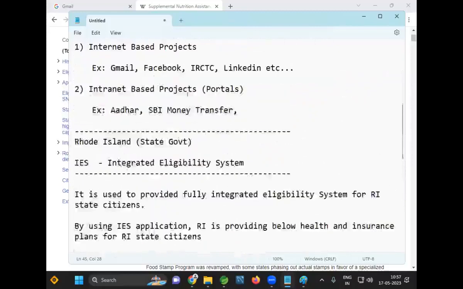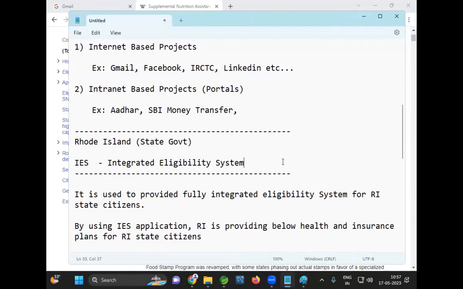So is our project an internet project, or is our project an intranet project? Our project is an intranet project. What is the meaning of an intranet project? Remember, this project is accessible only in DHS offices. DHS means Department of Health Service.